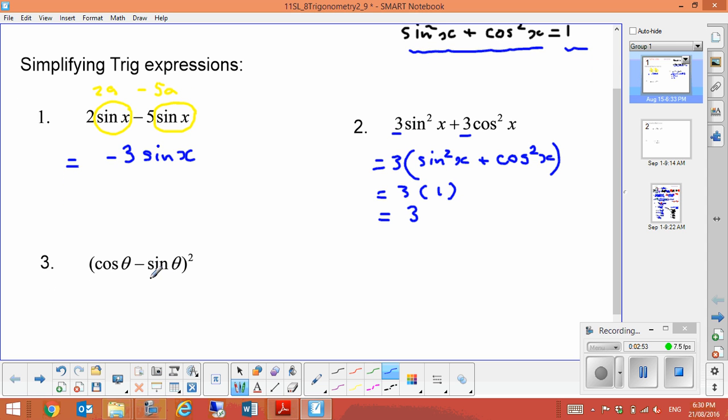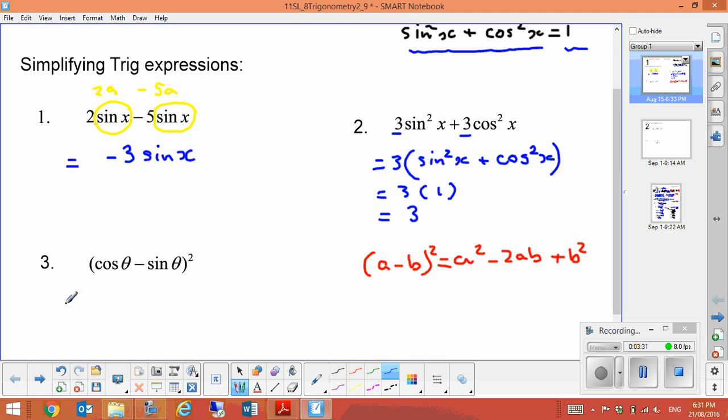In this one here, we have cos theta minus sine theta all squared. So remember, if we've got a binomial squared, do you remember your expansion? If we have a minus b all squared, what does that expand to? Hopefully you remember it from years 9 and 10, or else from binomial theorem. We've got a squared minus 2ab plus b squared.